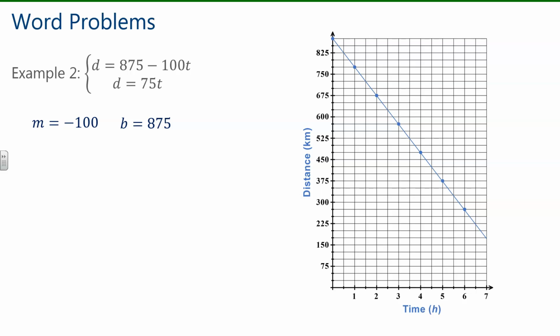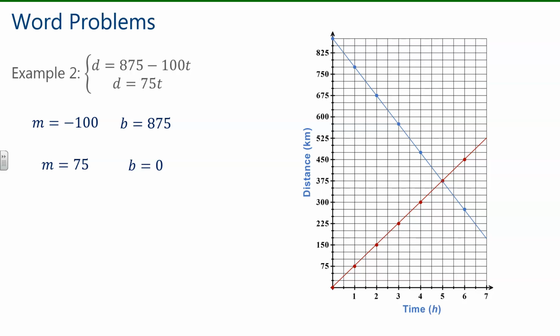Now for the second equation, the slope is 75, or 75 over 1, and the y-intercept is 0. So 0 would be down here in the corner. So having a rise of 75 and a run of 1 will give me this point here. And continuing that, I got my line.